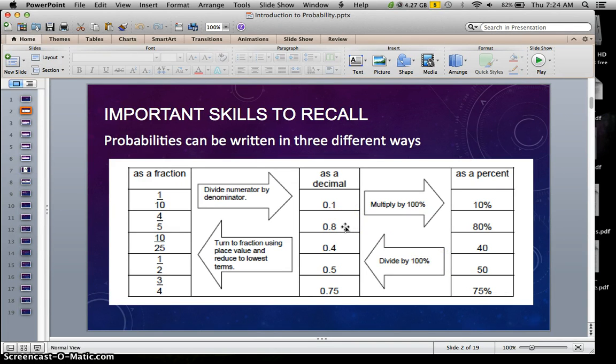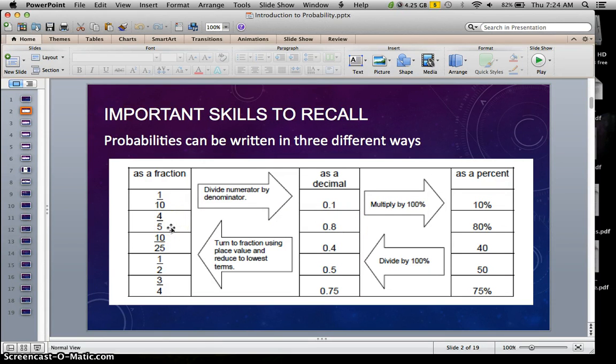If I want to turn a decimal into a fraction, you turn it into a fraction using place value and reduce to lowest terms. So essentially 0.8, you can write that as 80 over 100, and you can reduce that to 4 over 5.